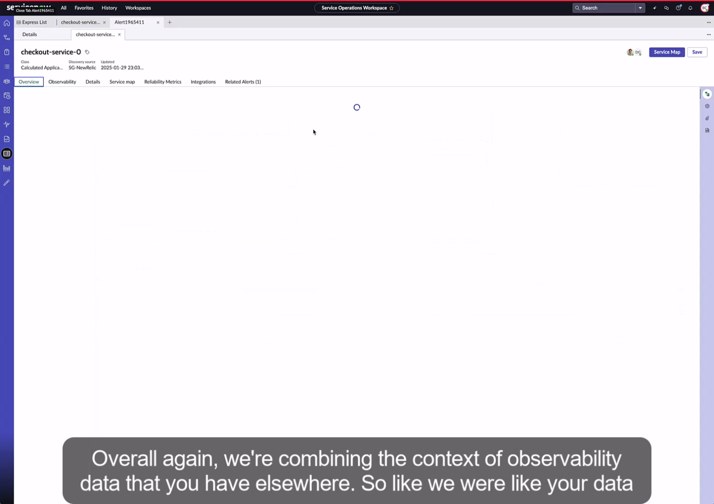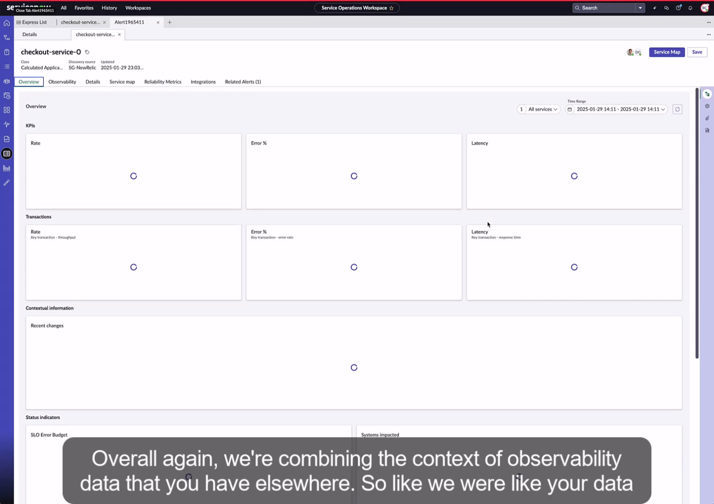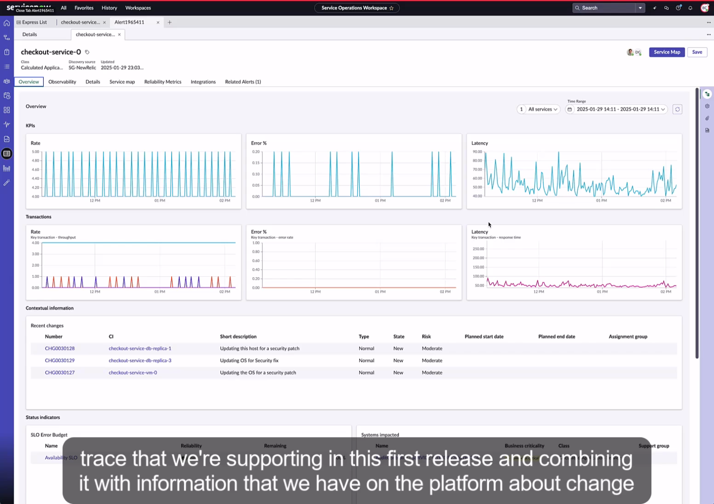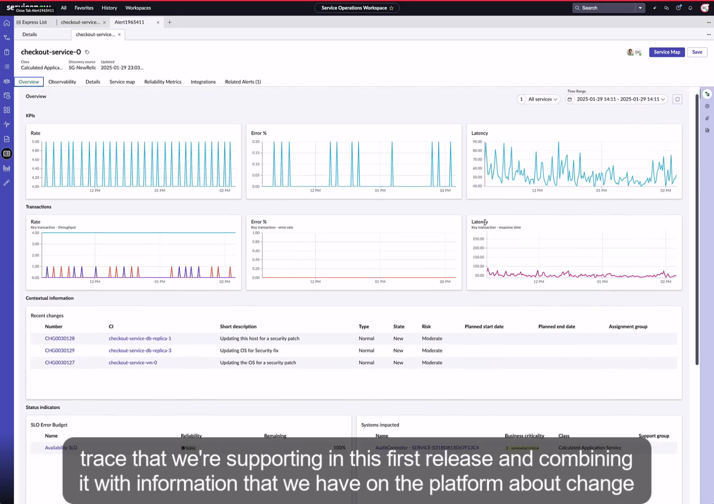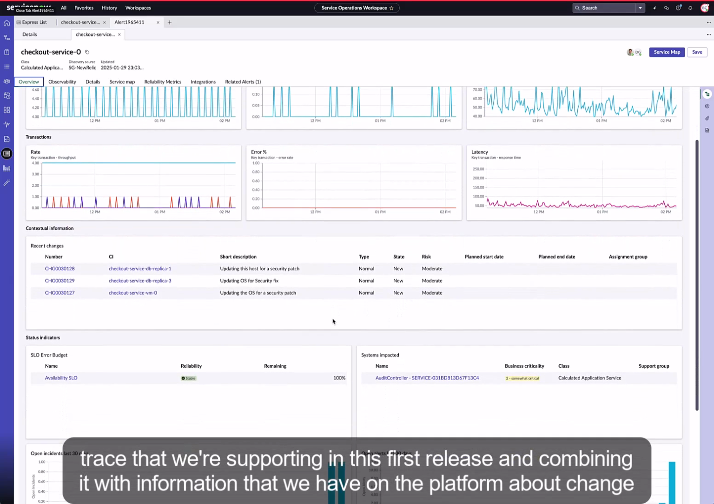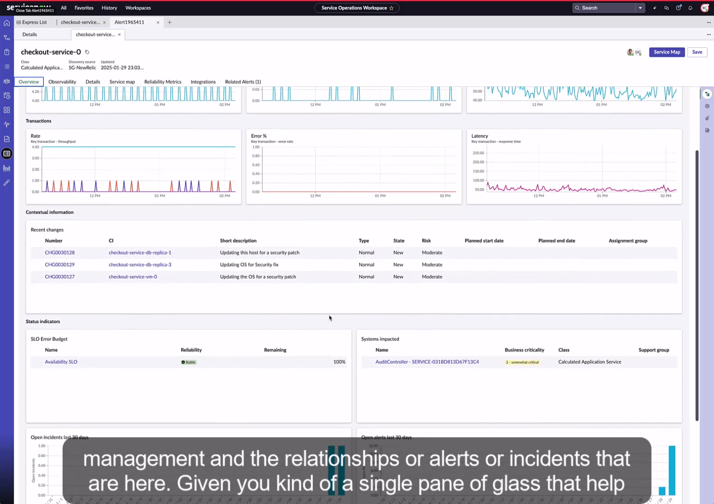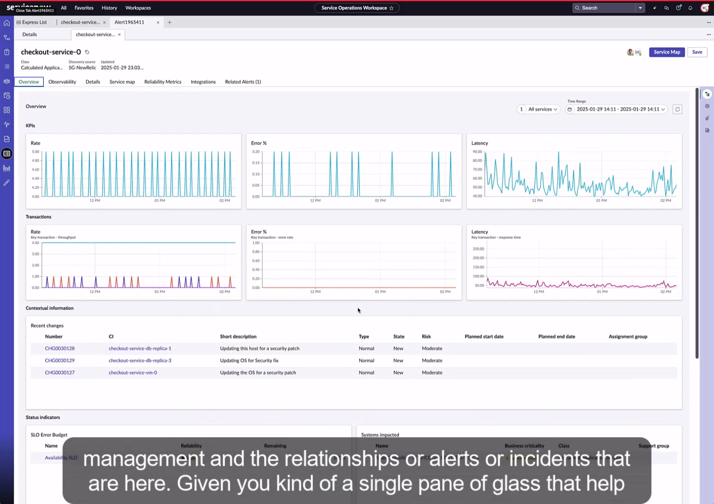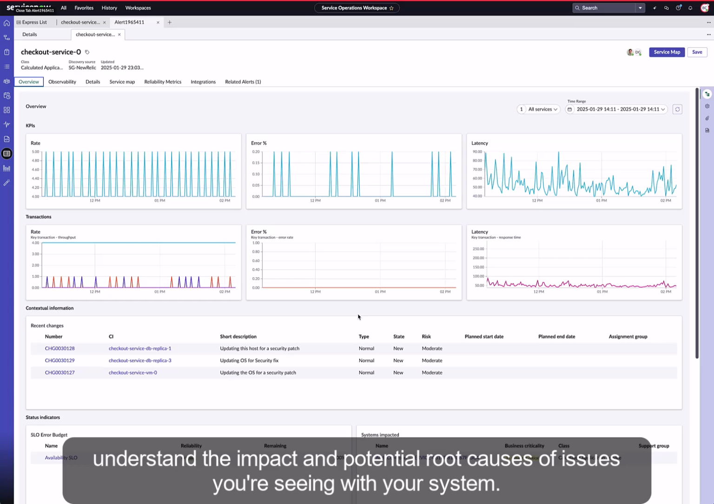Overall, again, we're combining the context of observability data that you have elsewhere, like New Relic or Dynatrace that we're supporting in this first release, and combining it with information that we have on the platform about change management and the other relationships or alerts or incidents that are here, giving you a single pane of glass to help understand the impact and potential root causes of issues you're seeing with your system.